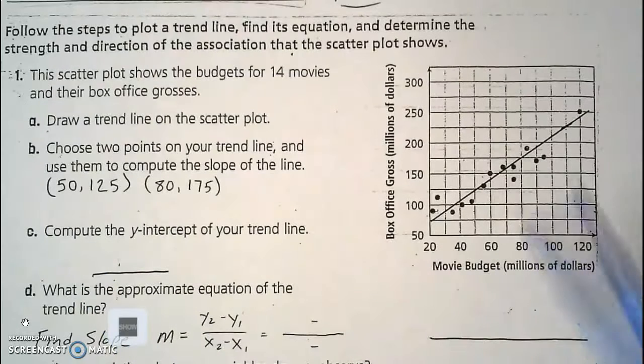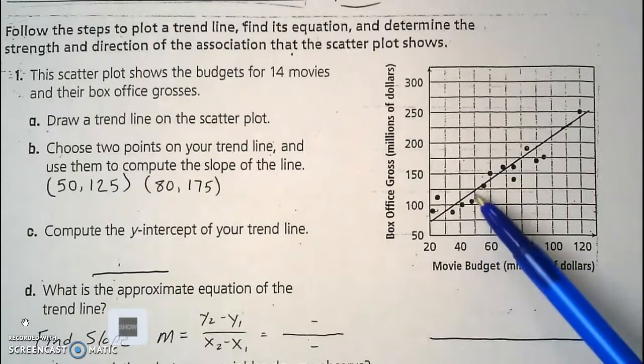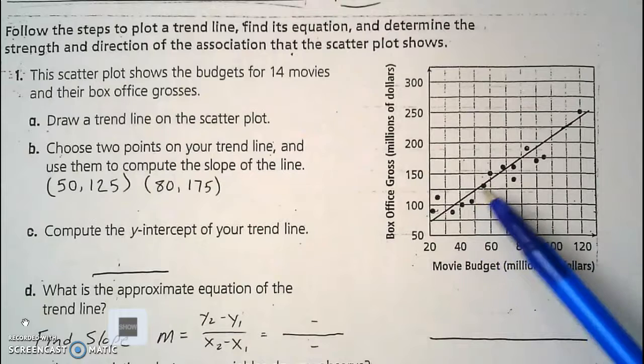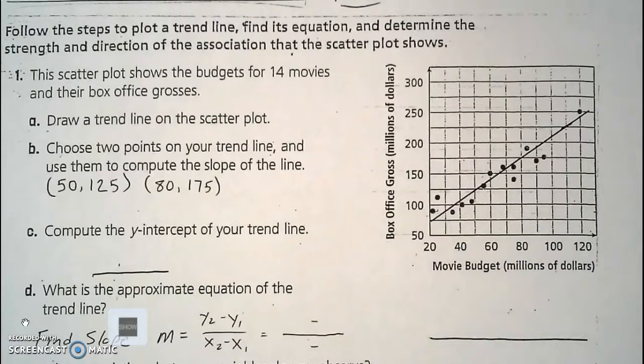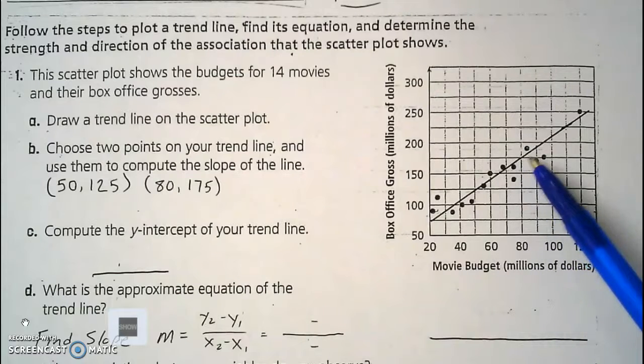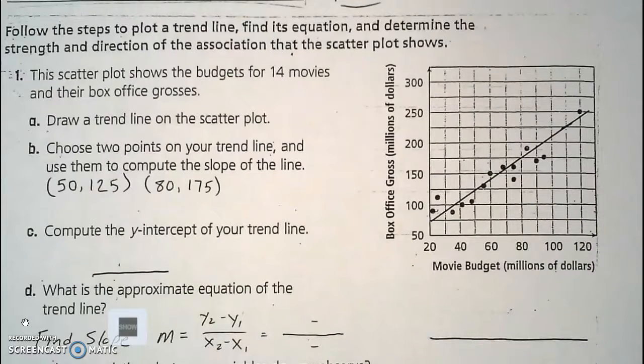As you can see, 50, 125 is one of the points I'm going to use. Even though it's not a point that appears on the line, it is still a point on the line. And 80, 175. So again, it does not have to be a point that was already there. The key is it is on the line.